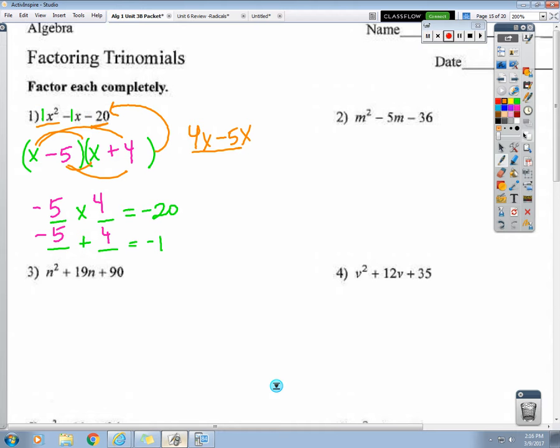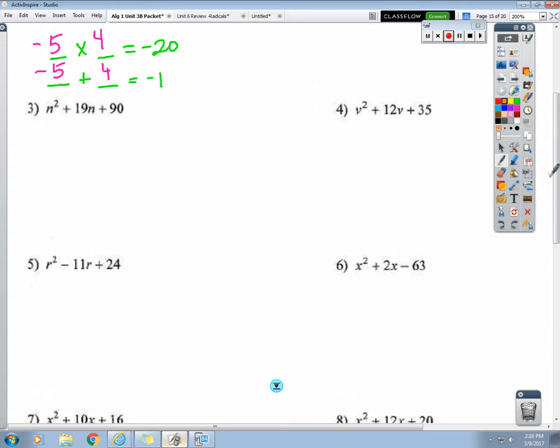Okay, let's try one more of these. Number 4, v squared plus 12v plus 35. It has a 1 as its leading coefficient, so we don't have to do anything fancy for those kind. V times v will make v squared. What times what multiplies to 35 and adds to 12? 7 and 5. 7 times 5 is 35. 7 plus 5 is 12.